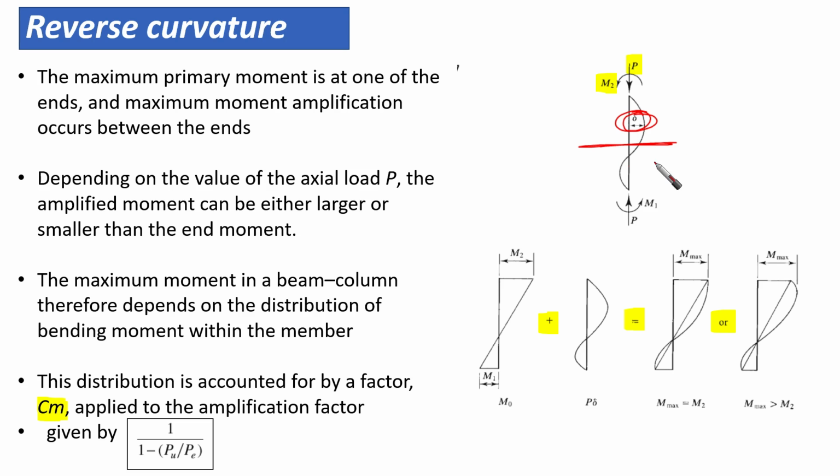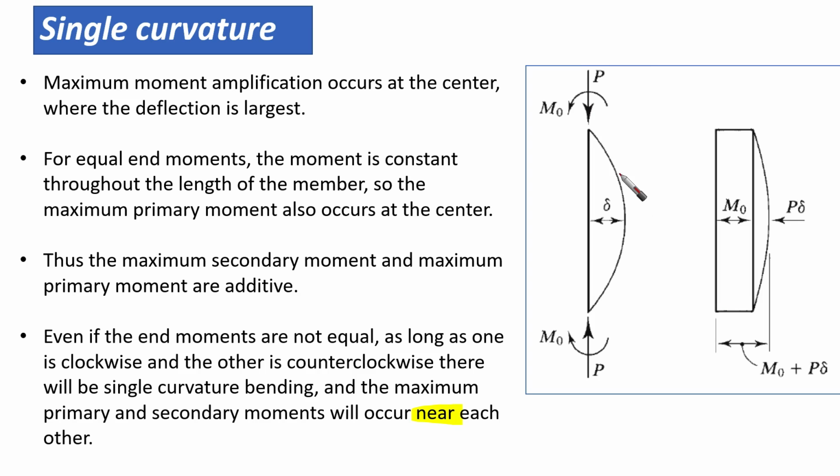So whenever we have reverse curvature, we need to amplify the moment due to the P small delta effect in general, in the case of double curvature or reverse curvature.